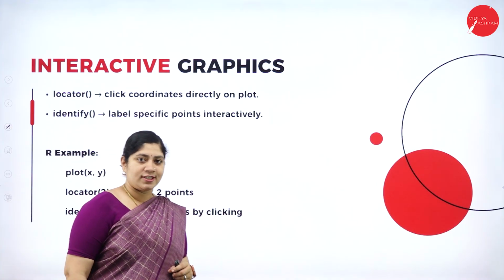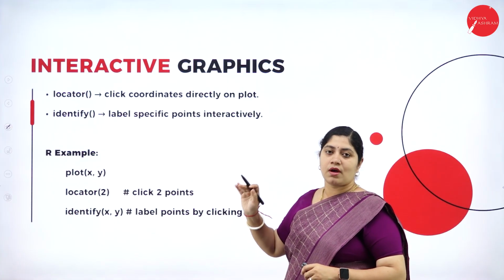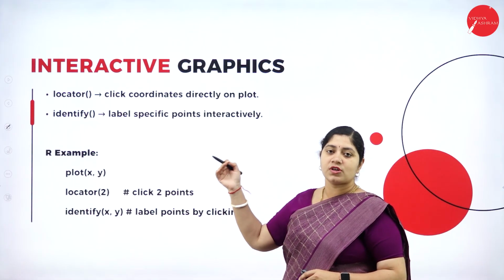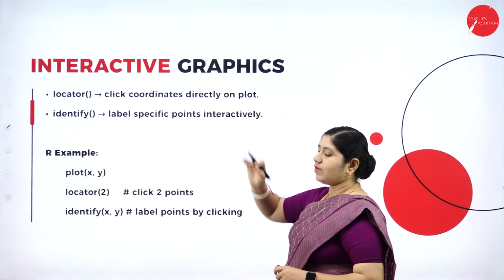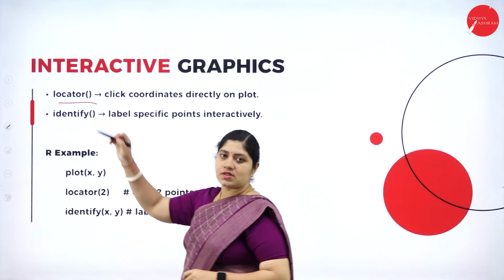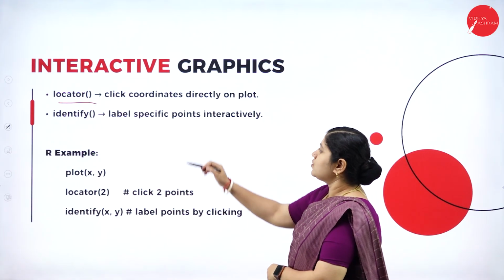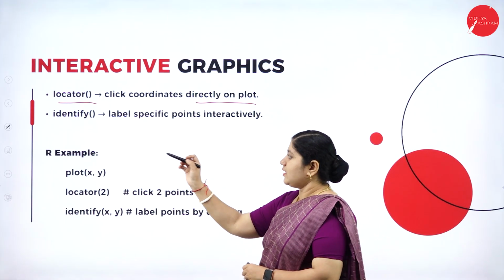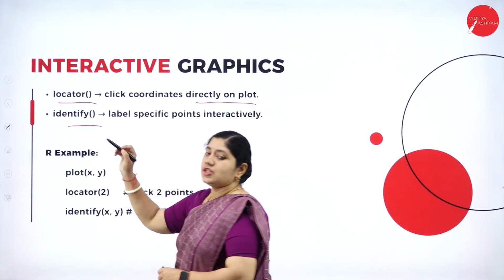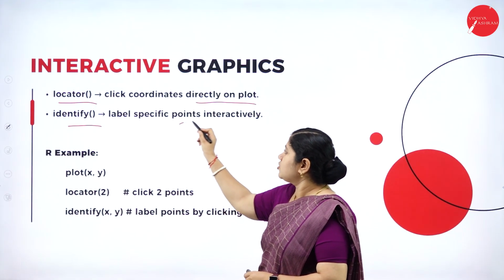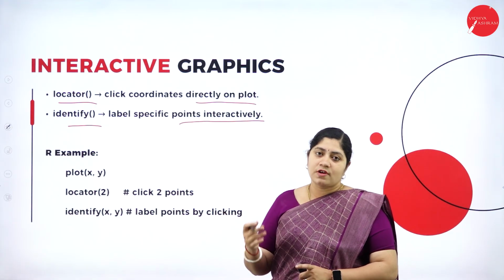Up next, interactive graphics. We saw the basic graphics and then the parameters for customized graphics. Now heading with interactive graphics. The keyword used is locator, which is used to click coordinates directly on the plot. Up next is identify. This identify is used to label specific points interactively.